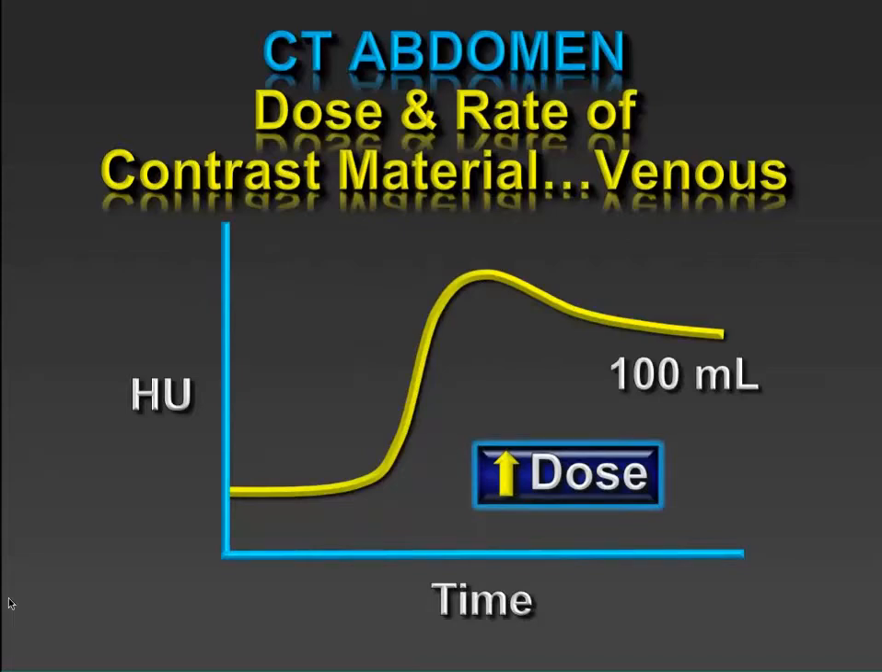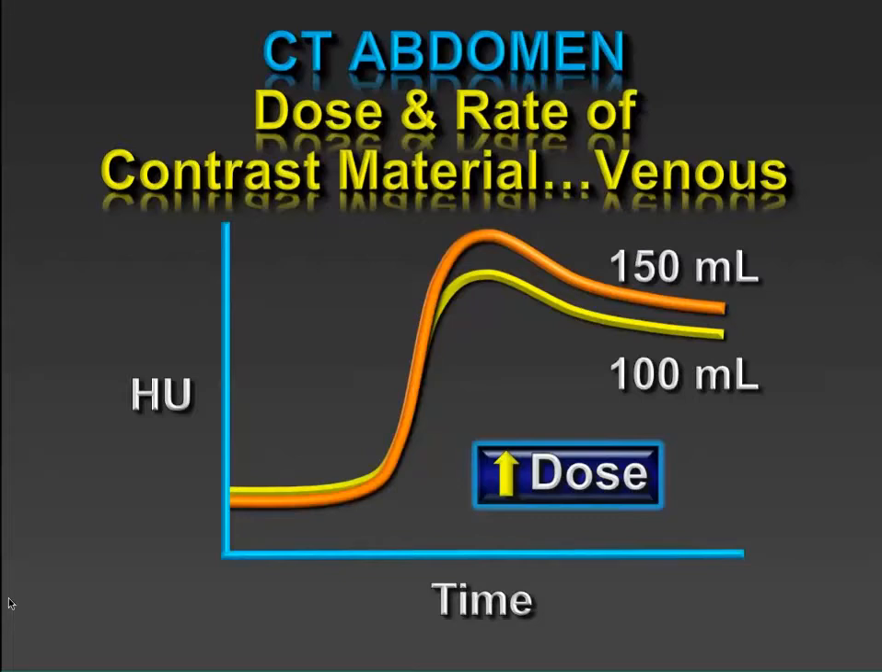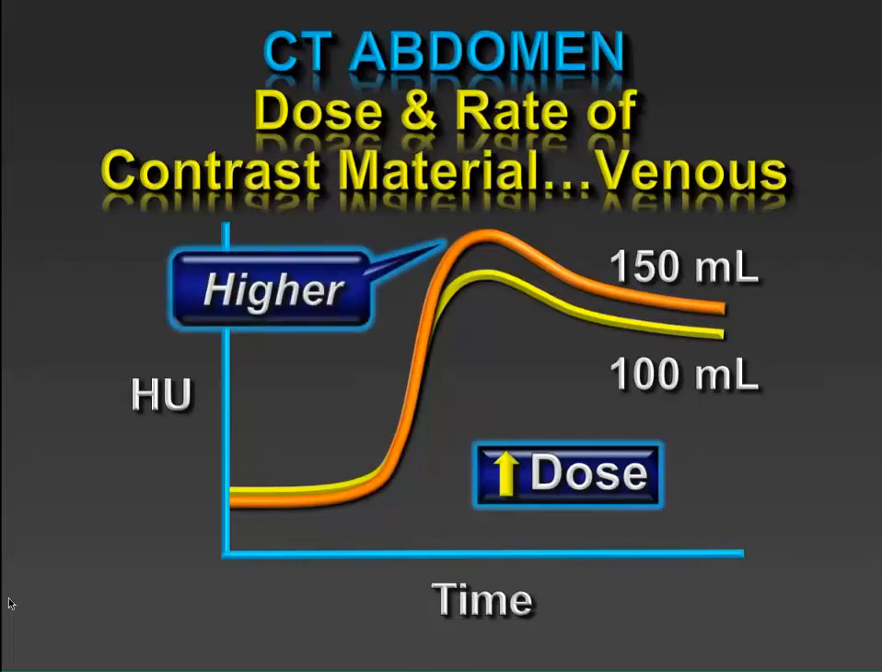If you do increase the dose, for example, from 100 mLs to 150 mLs, you can see that the timing, if given at the same injection rate, simply gives you a higher peak enhancement. And you can generally look at scans and tell kind of what contrast media dose was given by looking at the level of enhancement of the vessels and the liver and the pancreas and the kidneys and the spleen enhancement pattern. So generally higher with higher doses.